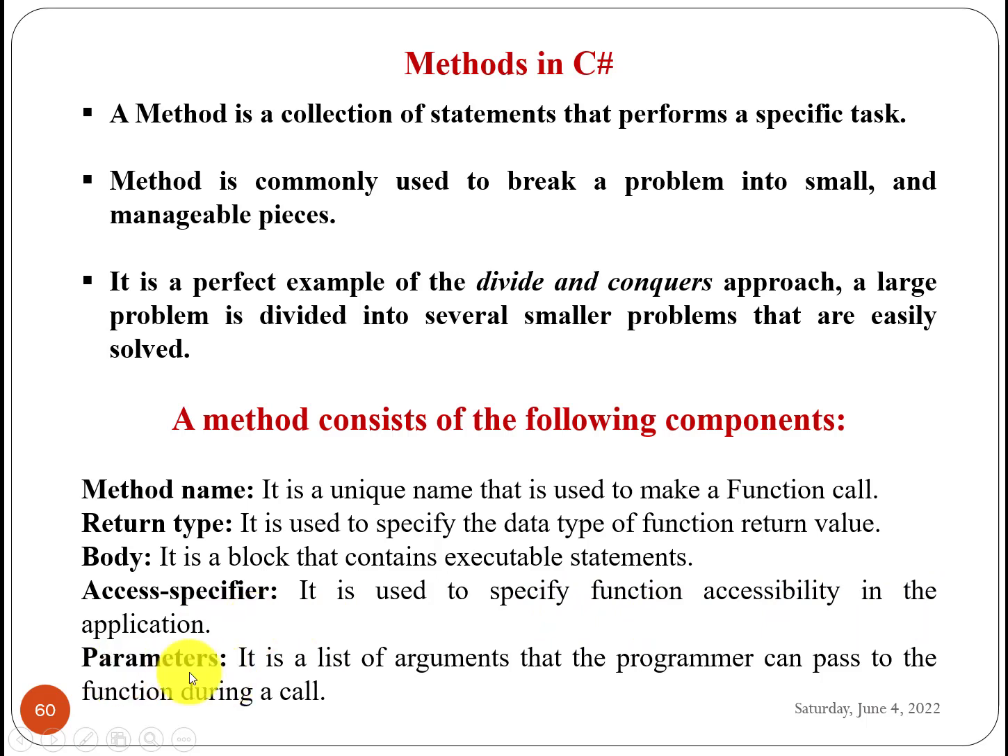Now parameters. Parameters are called arguments. It may be a single argument, it may be a list of arguments. It is a list of arguments that the programmer can pass to the function call. It depends on the requirement of the programmer how many parameters are required in this particular method. So these are the 5 important components we should understand while writing source code for a method in C#.